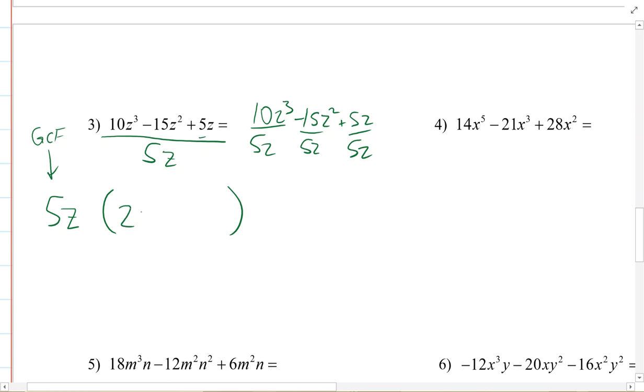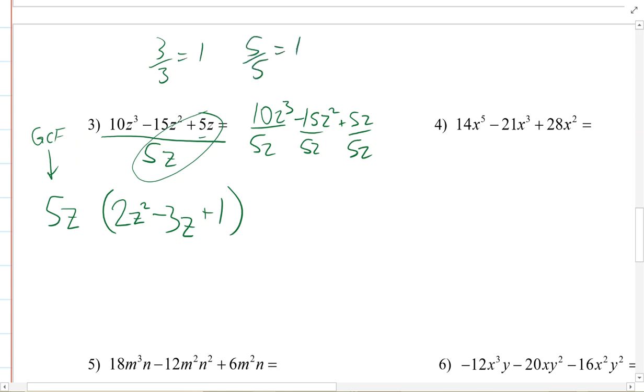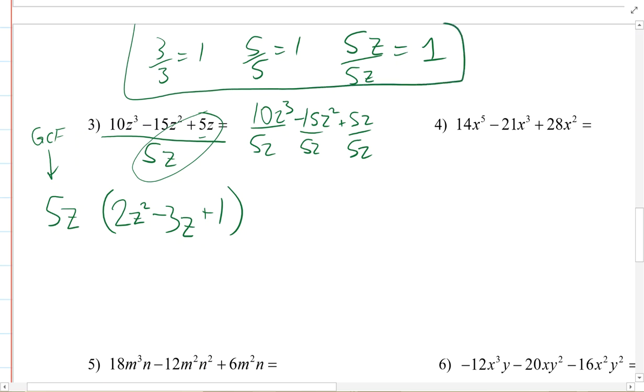10 divided by 5 is 2. Whoops, that looks a lot like z, doesn't it? 2z squared. 15 divided by 5 would be -3 because there's a subtraction sign. Remember, subtractions are negatives. I do say them both ways. And we're left with a z. Then when things divide perfectly, they divide into a 1. Okay, so 3 divided by 3 equals 1. 5 divided by 5 equals 1. And same thing, 5z divided by 5z equals 1. So keep that in mind. Watch out. I absolutely will put that in a quiz and a test.